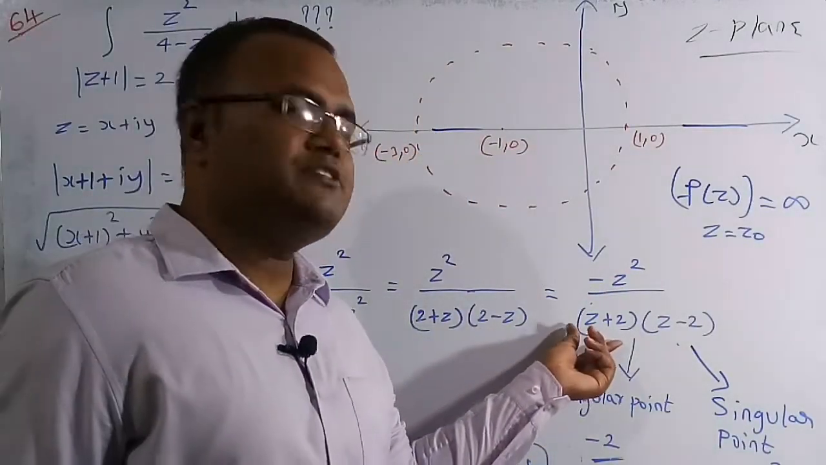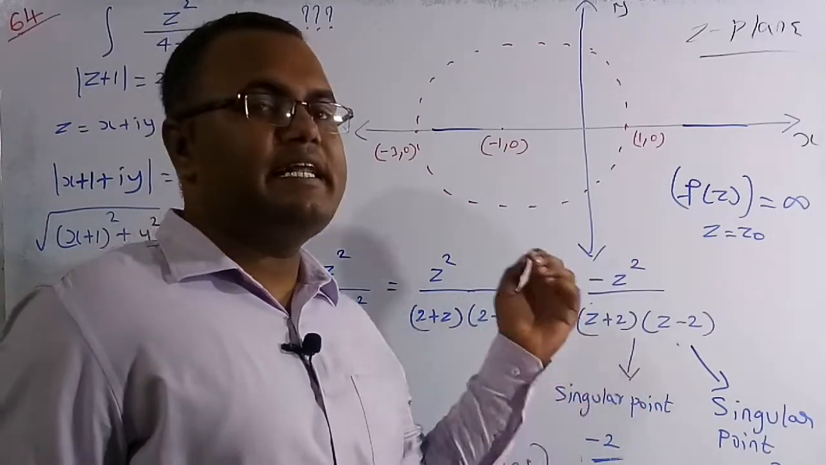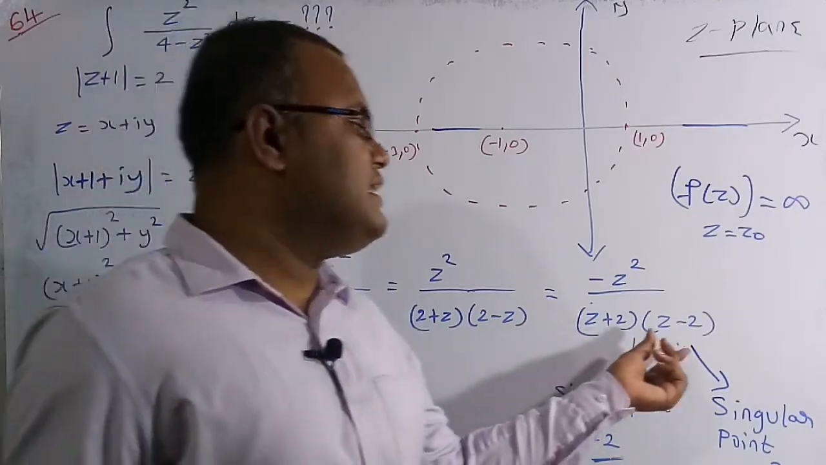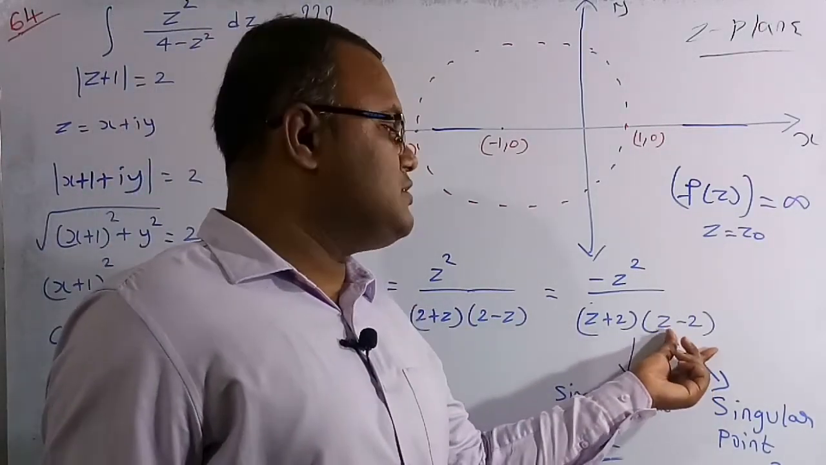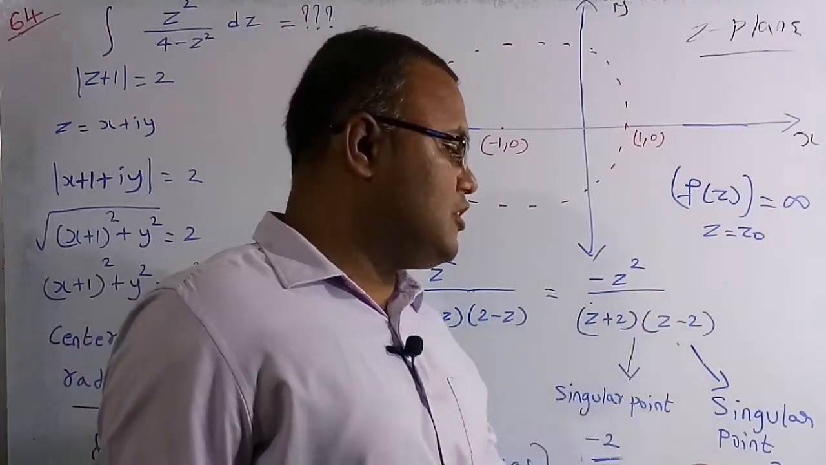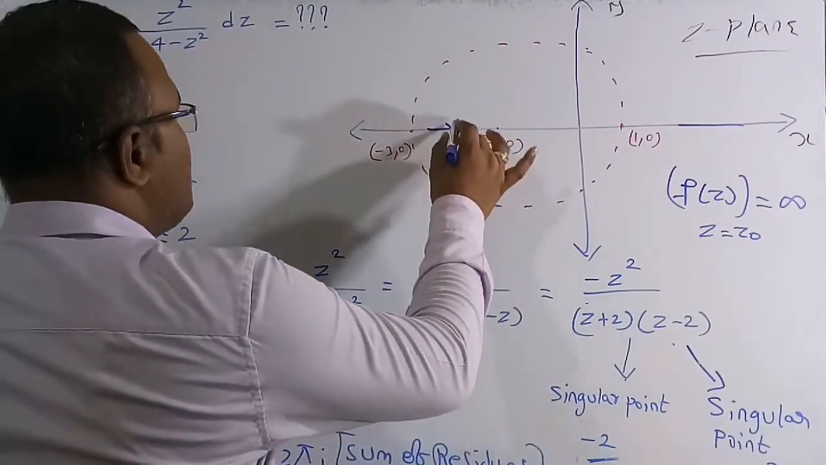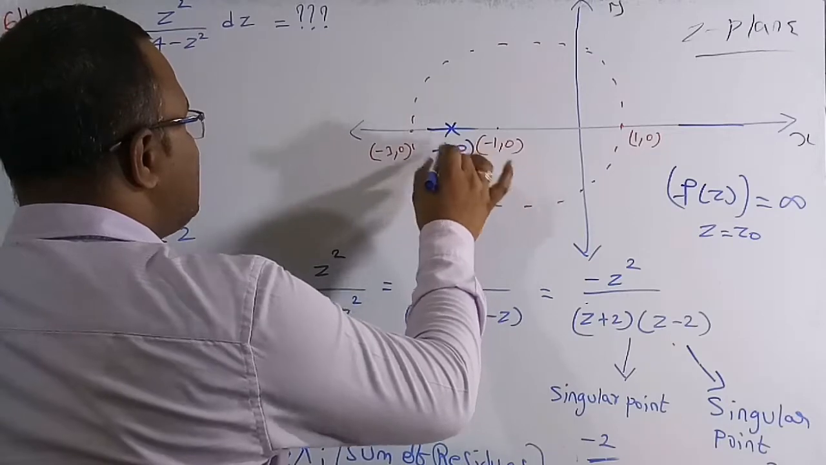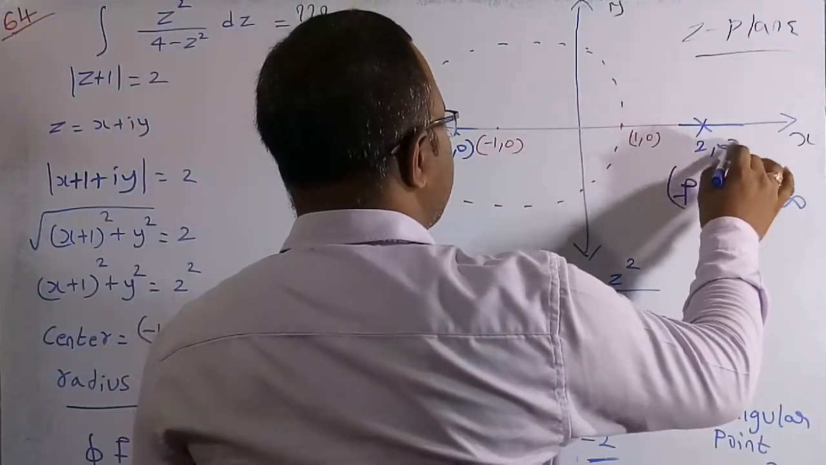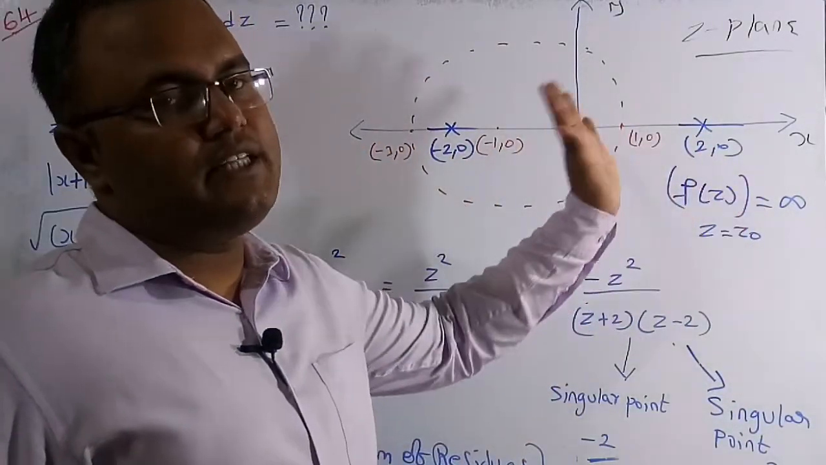So here if you take z is equal to minus 2, then this value is equal to 0, and anything by 0 is again infinity. So therefore z is equal to minus 2 is said to be a singular point. Similarly, if you substitute z is equal to 2, this term is 0, and the overall value will be equal to infinity. So this is also a singular point. But minus 2 comma 0 is inside the contour, whereas plus 2 comma 0 is outside the contour. So we can say that minus 2 comma 0 is inside and plus 2 comma 0 is outside the contour.